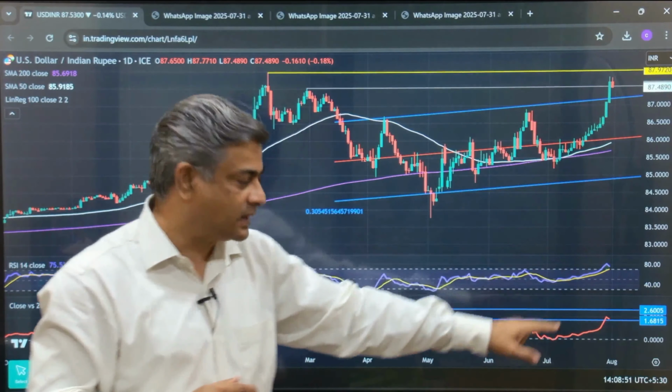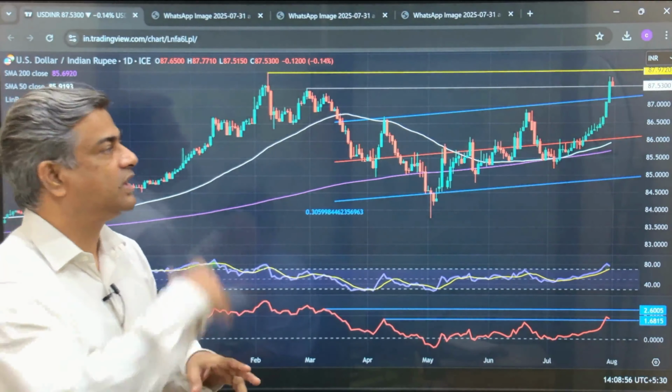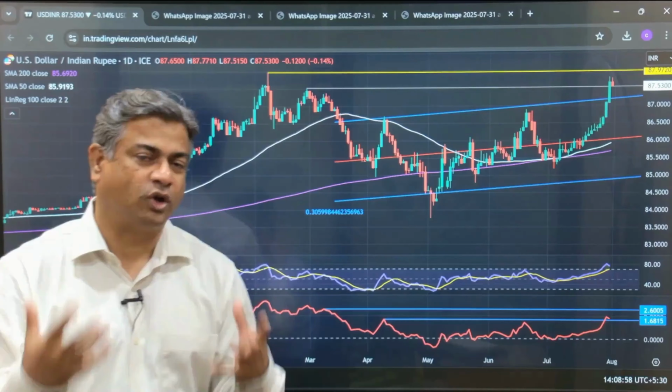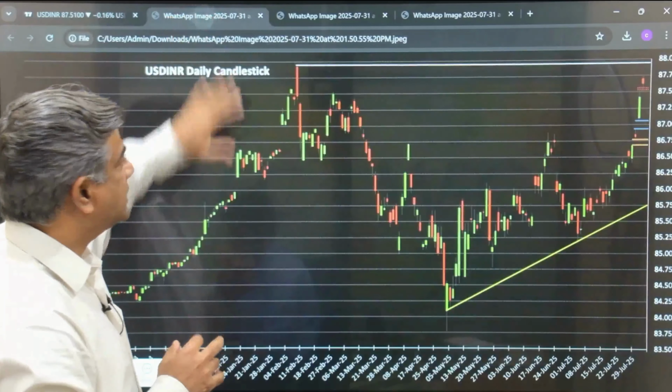The RSI and this particular difference indicator all are indicating that prices have reached a level where it is very attractive for dollar exporters to sell. I will come to that part slightly later. Let's look at the onshore chart.